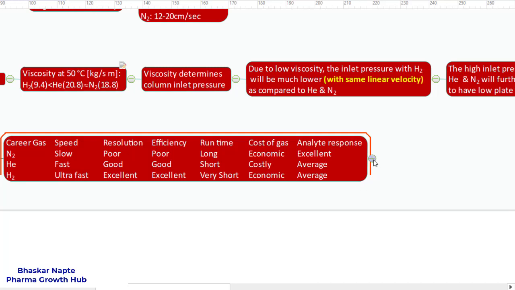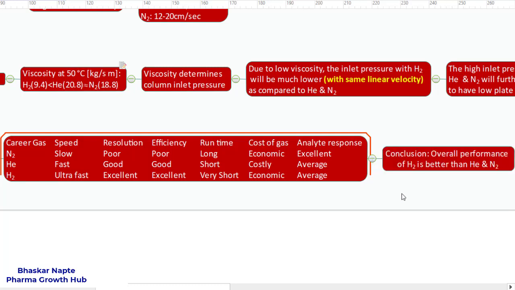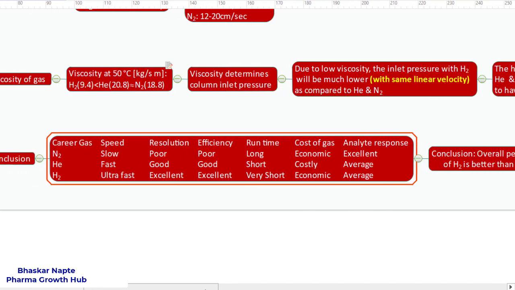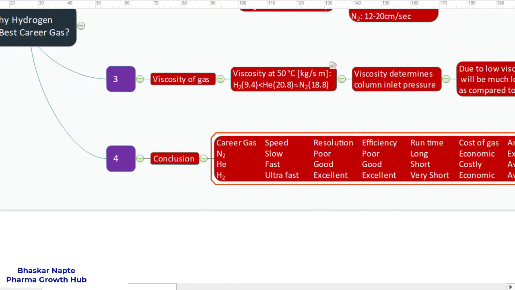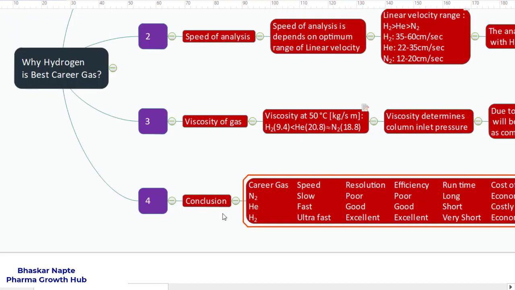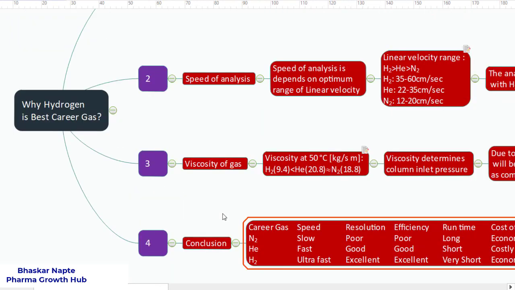Now, what is the overall conclusion? The overall conclusion is that hydrogen is better than helium and nitrogen. I hope you now have a new perspective on how hydrogen is better, or the best, compared to helium and nitrogen.